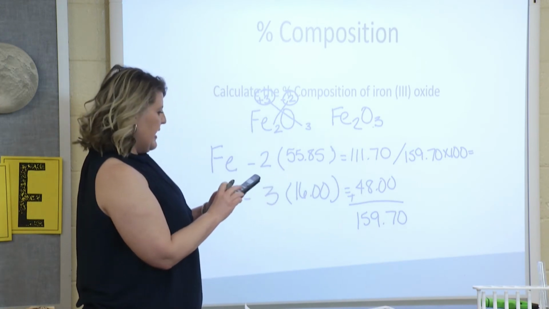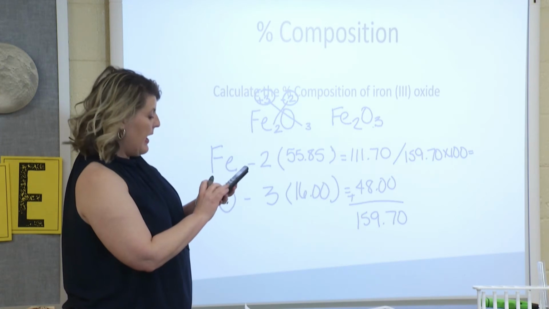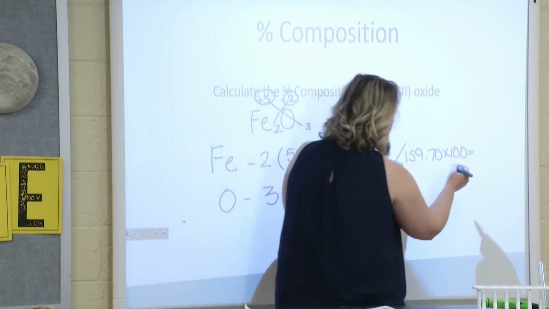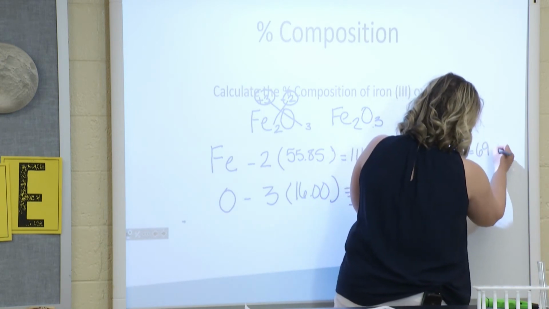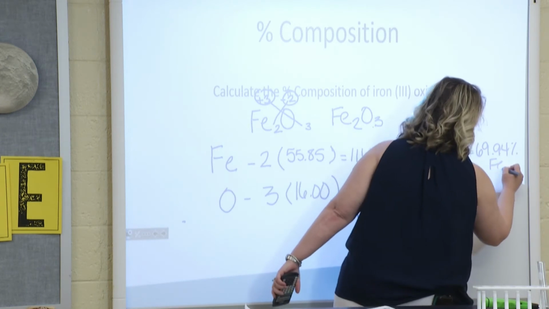So I'm going to take 111.7, divide it by 159.7, and multiply it by 100. And that's going to give me 69.94% of this compound is iron.